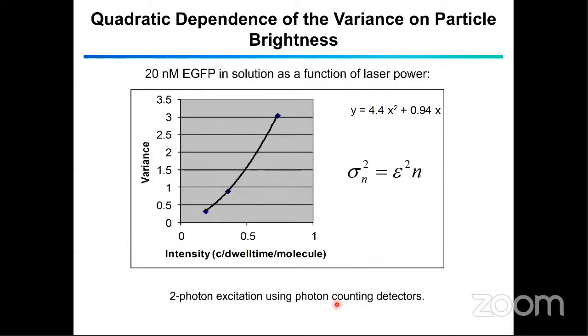Okay, as you've seen earlier, we have this quadratic dependence of the variance on the particle brightness. Here is an experimental verification. So this was a 20 nanomolar EGFP solution. To increase the brightness, you can also just increase the laser power, which in turn tells you to not change the laser power while you're doing the measurement. Otherwise you're changing the brightness of what you measure. But here we're doing it on purpose just to check, and you see we get this quadratic increase in the variance as a function of the intensity that we would expect. Again, this was done using photon counting detectors.